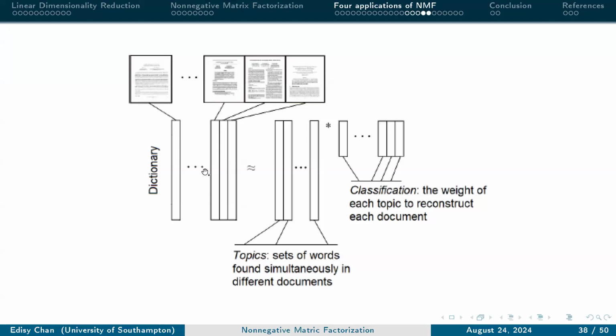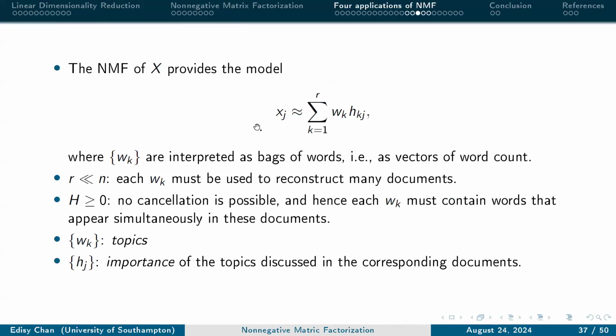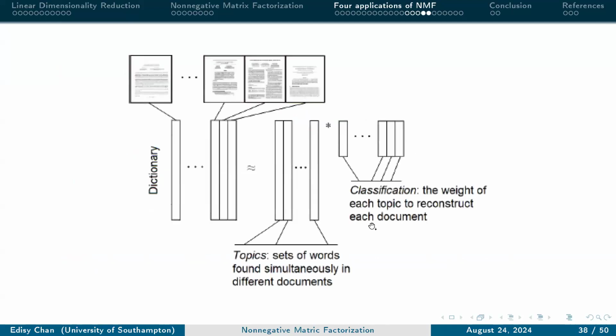Yeah, so one column, one document, and if you just look at that column, then you can think that column vector is just a linear combination of the basis elements, all right? Yeah, you can see it like that. Yeah, and these are the basis elements, the W_k.